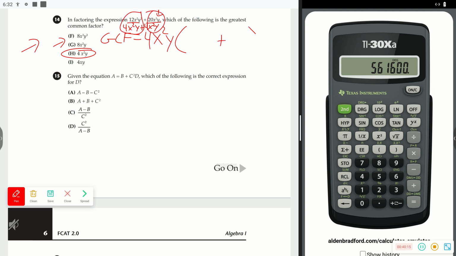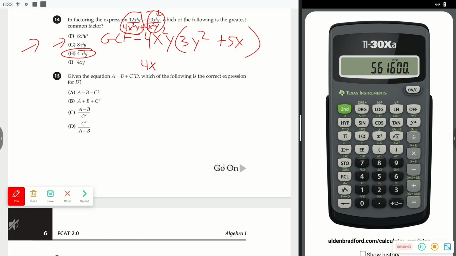So plus here. For the first term, 12 divided by 4 is 3. x squared divided by x squared is 1, so we don't have to write that. y cubed divided by y is y squared. And then 20 divided by 4 is 5, x cubed divided by x squared is x, and y divided by y is 1. So this would be our final answer for the factored expression.